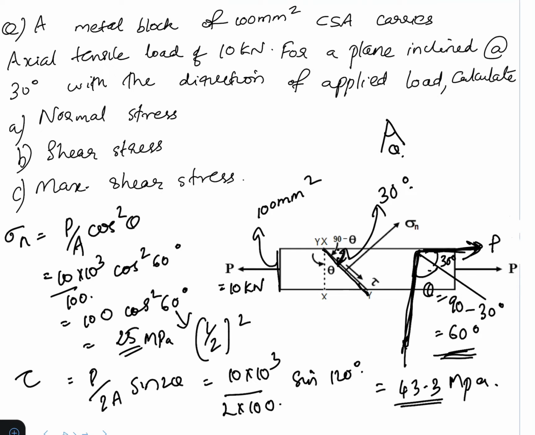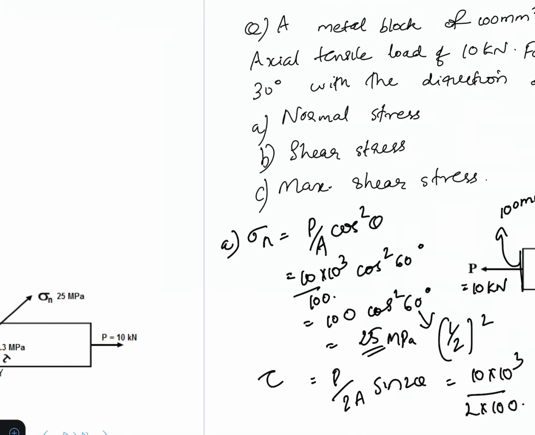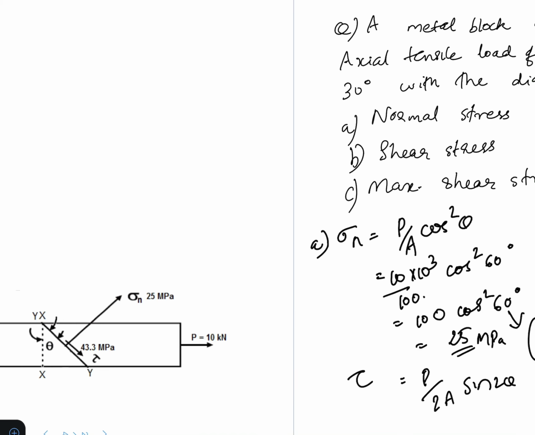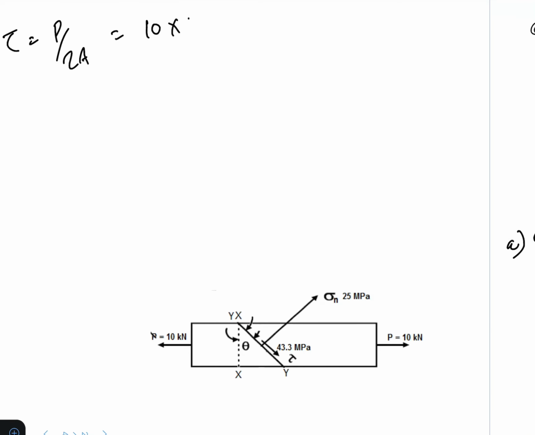Also we have to find the maximum value of tau. That will be P by 2A, so tau is equal to P by 2A. P is given as 10 into 10 to the power of 3, by 2 into 100, which is 50 MPa. So this is our figure.